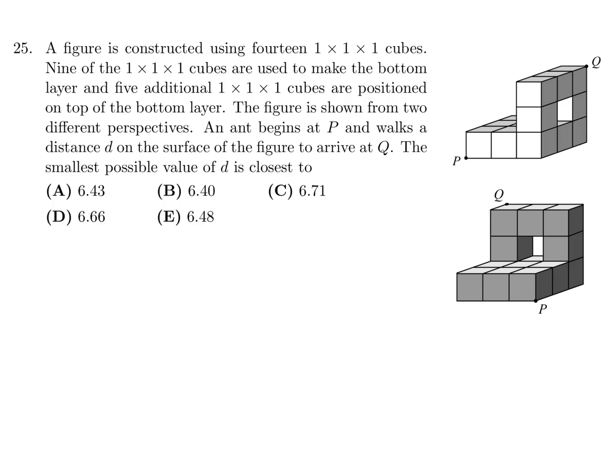A figure is constructed using 14 1 by 1 by 1 cubes. 9 of these cubes are used to make the bottom layer, and 5 additional cubes are positioned on top of the bottom layer. The figure is shown from two different perspectives. An ant begins at P and walks a distance D on the surface of the figure to arrive at Q. The smallest possible value of D is closest to.